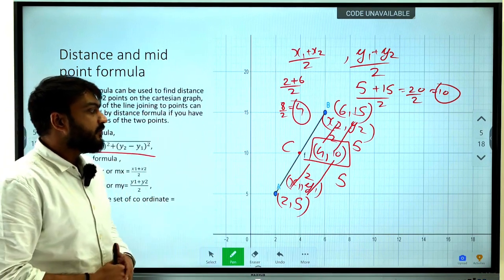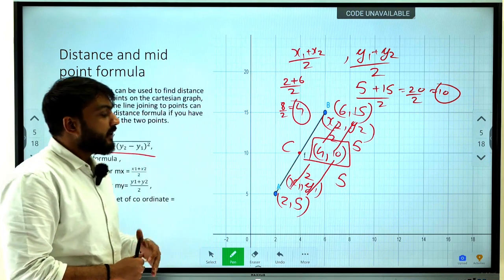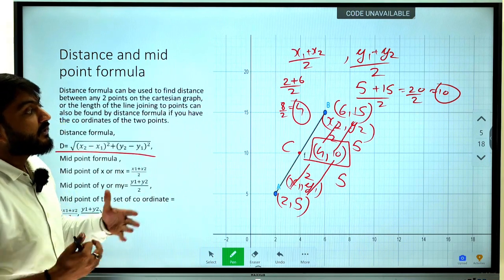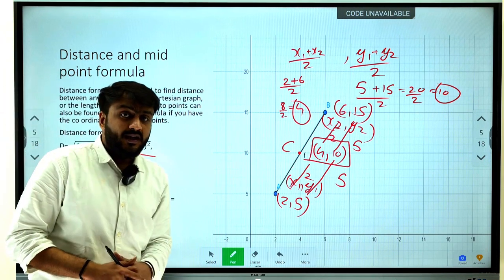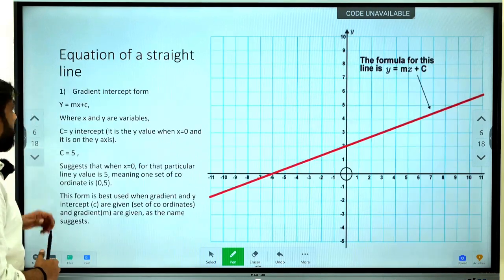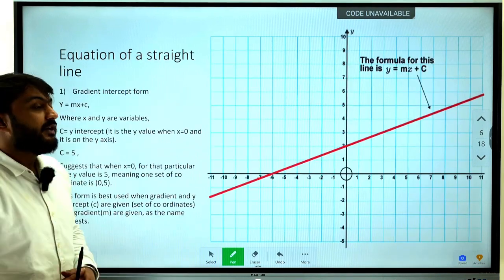Then obviously, a few more sums for the distance and midpoint formula along with the gradient formula will give you a good grip over the topic, and then we can move on to the equation of a straight line.